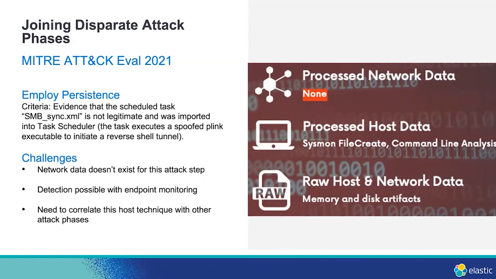Joining disparate attack phases is a good example of where this is important. This is another phase in that MITRE eval where there actually wasn't any network data present. It was all on host data. So again, if you're just manually going through this analysis and you're not using something like Elastic with the data that's pulled in, if you're just looking at network, you're going to totally miss this chain of events. Detection was only possible with endpoint monitoring in this case. So you have to be able to correlate host techniques with other steps.